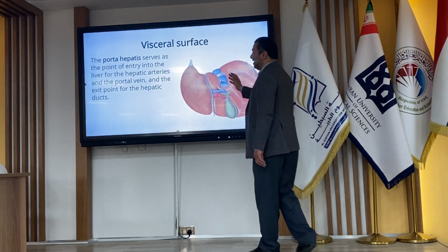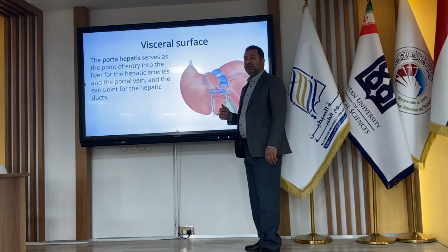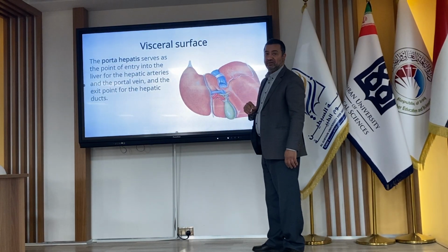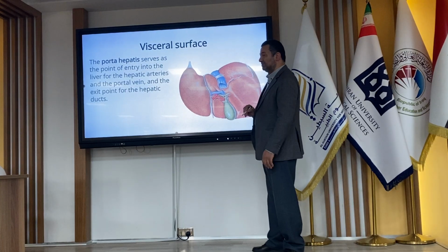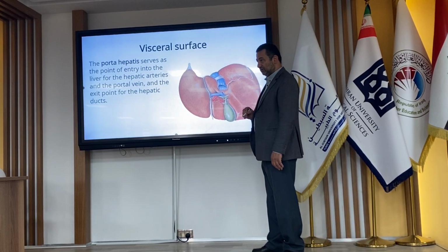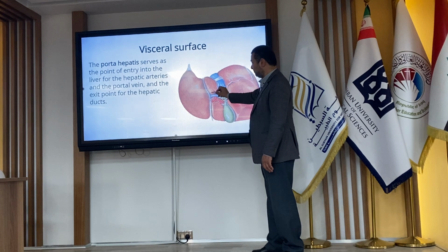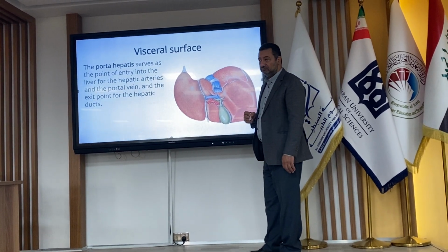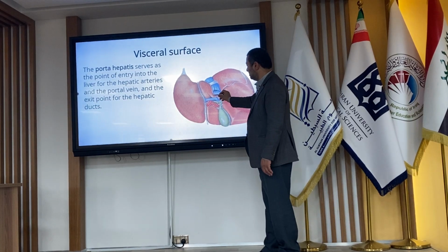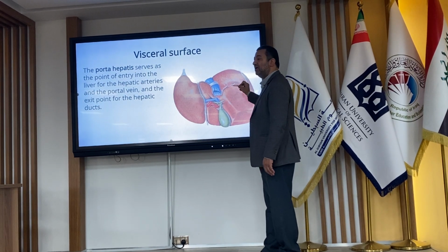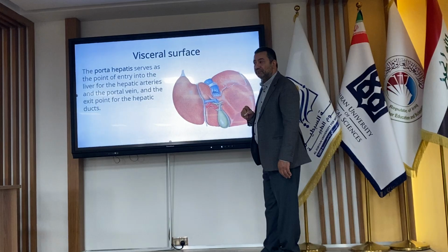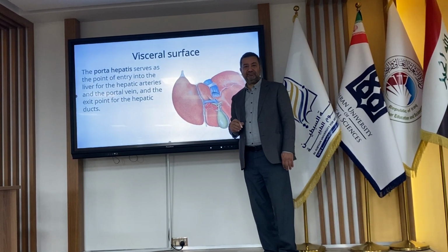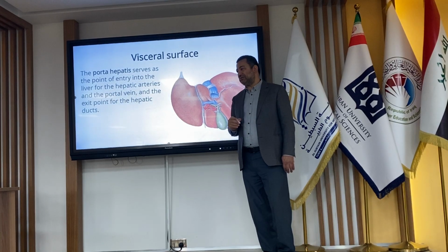The caudate lobe extends to the posterior surface of the liver, and the anterior part of the caudate lobe, posterior to the porta hepatis, has two parts. This part is called the papillary process, and this part that extends to the right lobe is called the caudate process.